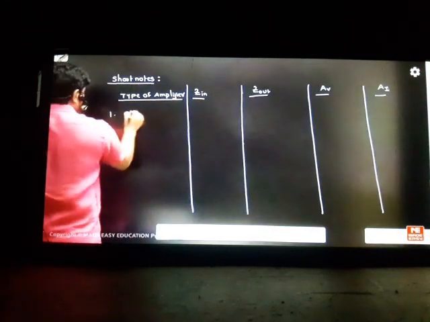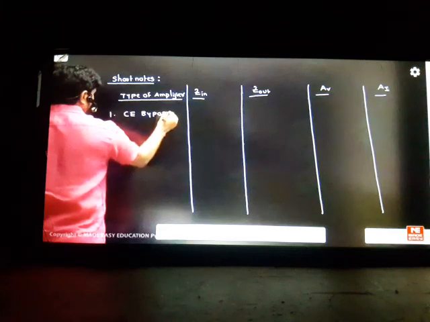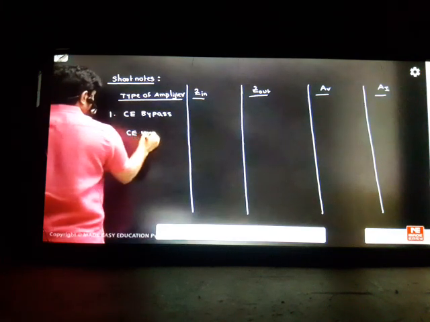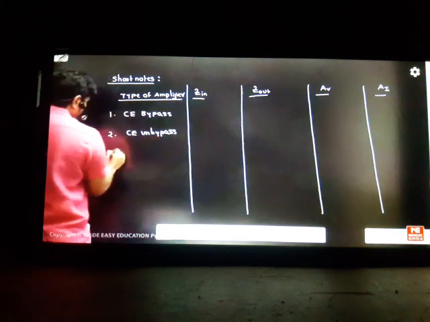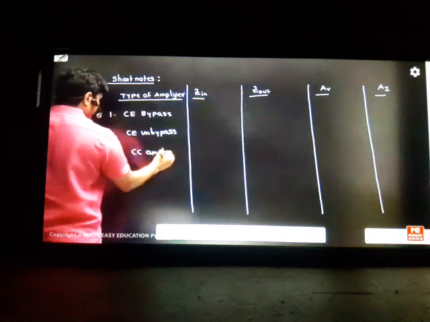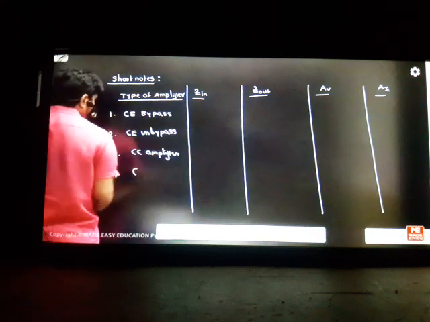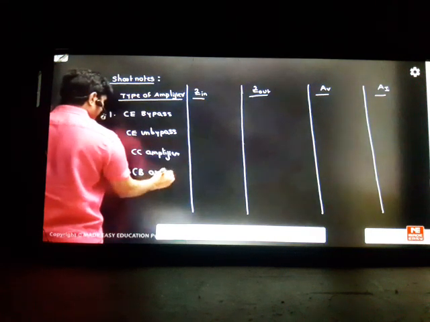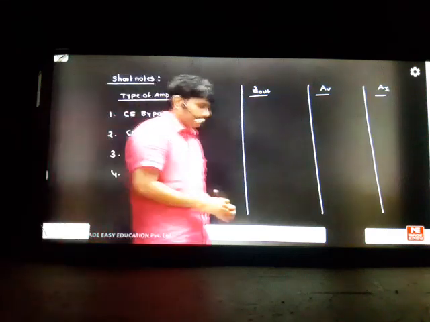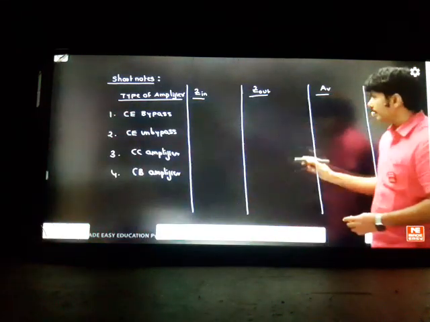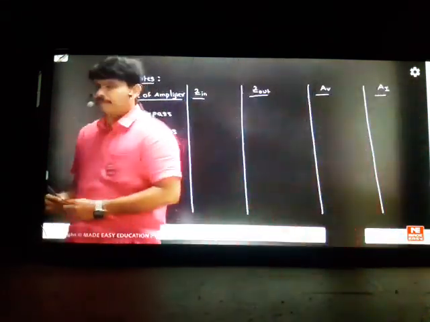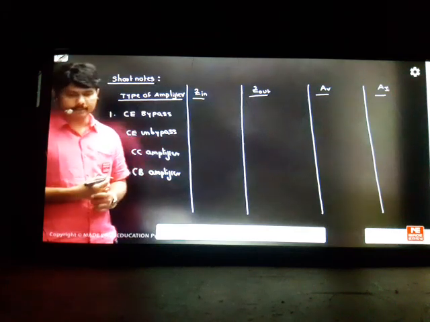The first amplifier name is common emitter bypass. Second is common emitter unbypass. Next one we have is common collector amplifier. Last one we have is common base amplifier. So this is the total story of your amplifiers. Whatever we studied for 3 days, the total story will be in the single diagram. So one is a common emitter bypass, one is a common emitter unbypass, one is a common collector and one is a common base.